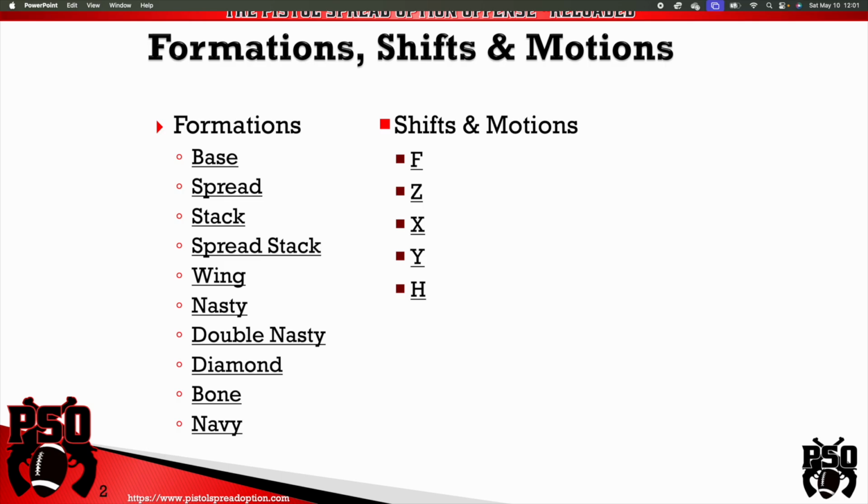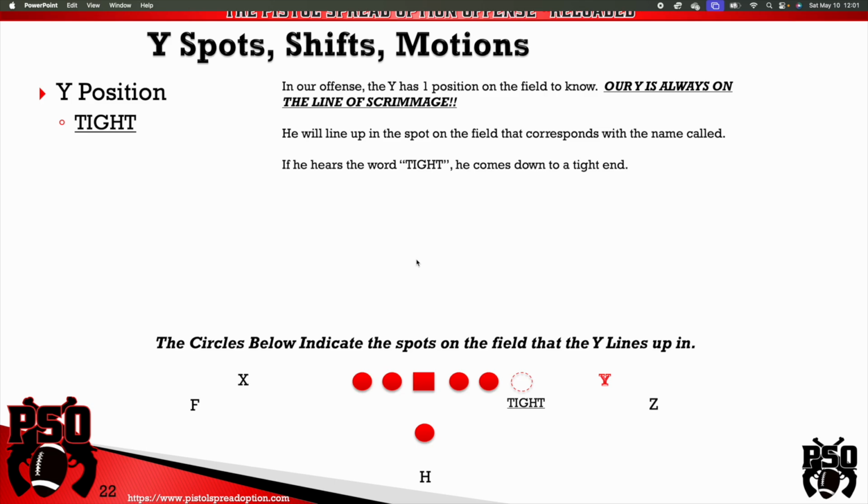For some, it's easy. It's one word. For the F, for example, I think there's 7 or 8 that he has to memorize, maybe up to 10. But the bottom line is, once it's been learned on day one, we can utilize this to get us into any formation. We can shift and motion to those spots. So let's get into the spots on the field. Let's start with the easy one, which is the Y. For us, the Y has only one position, and that is what we call tight.